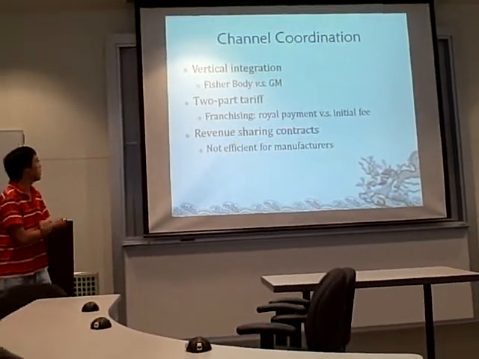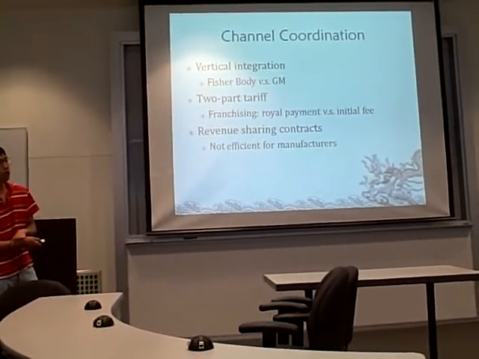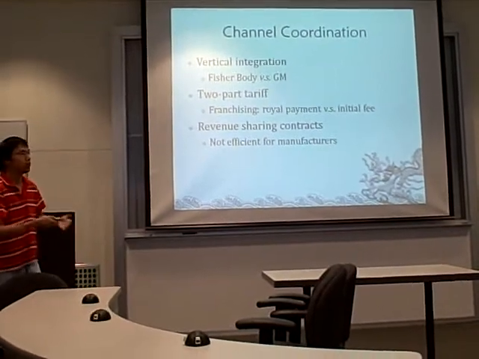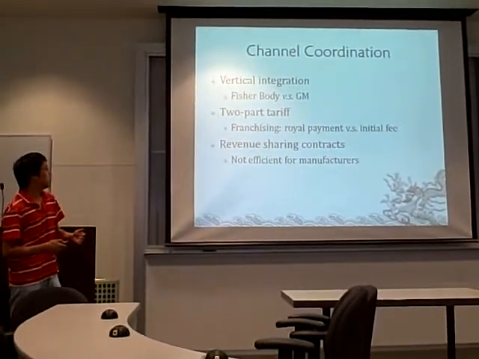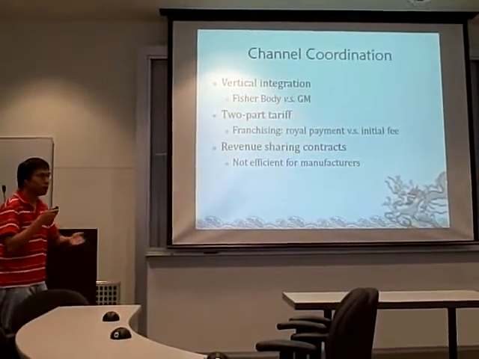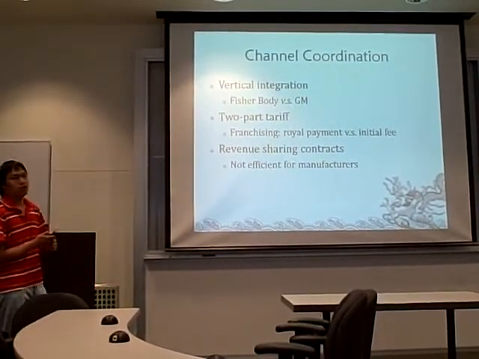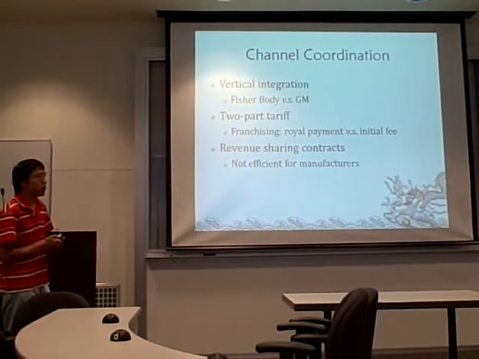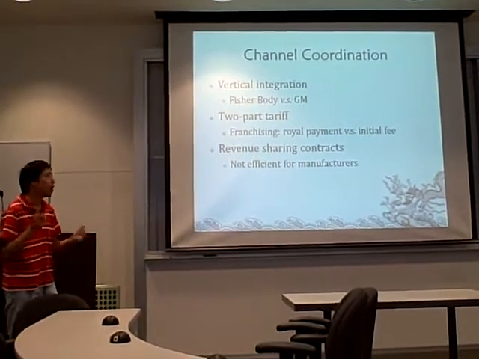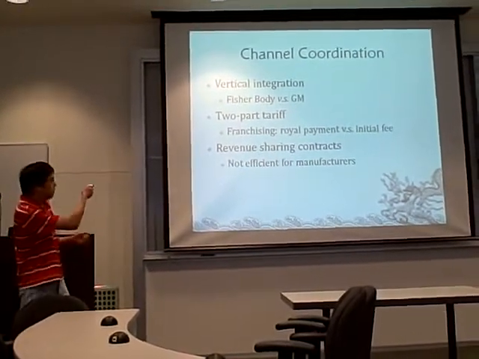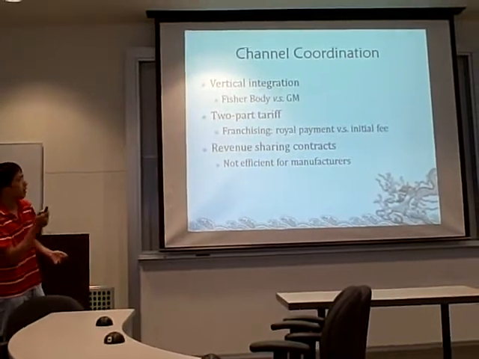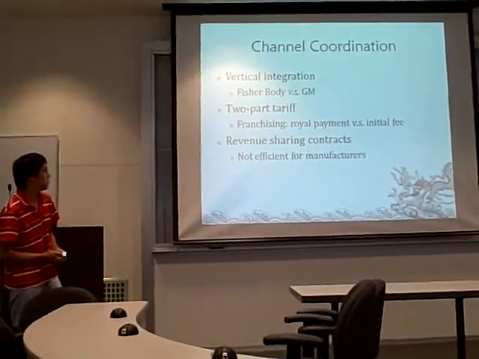The second one is the two-part tariff, which means that first you can set a fixed fee. Like in a franchising problem, if you want to be my franchisee, first you need to pay some fee. We can see McDonald's and KFC and Subway everywhere, so they actually work in this kind of way.